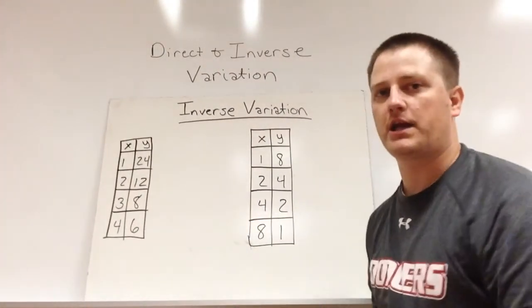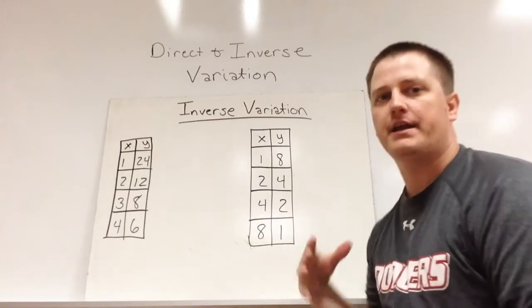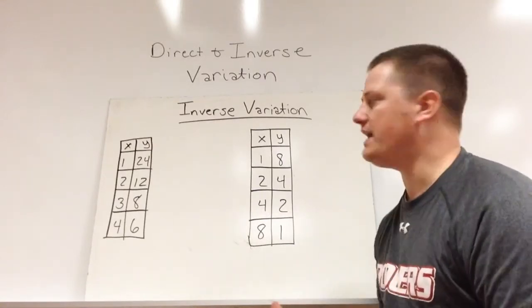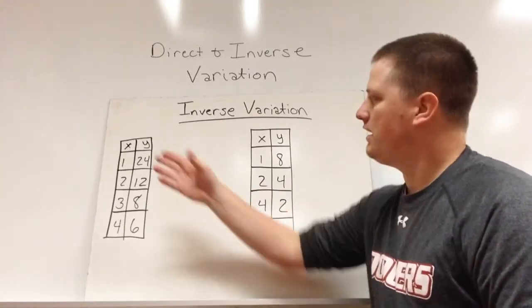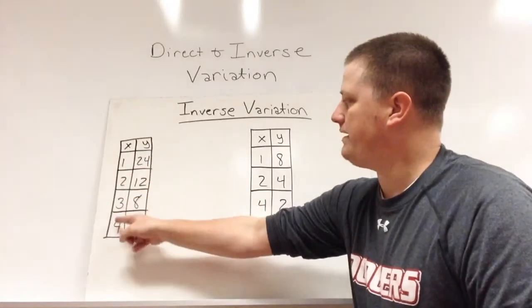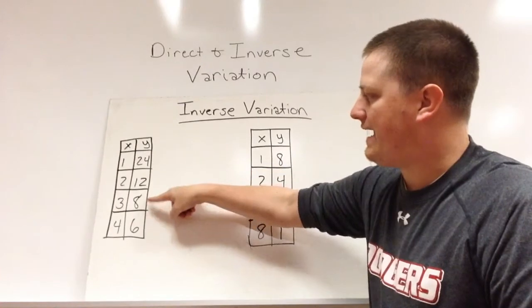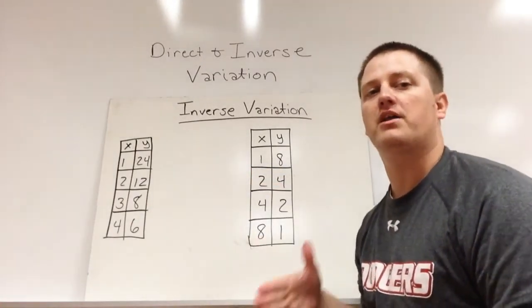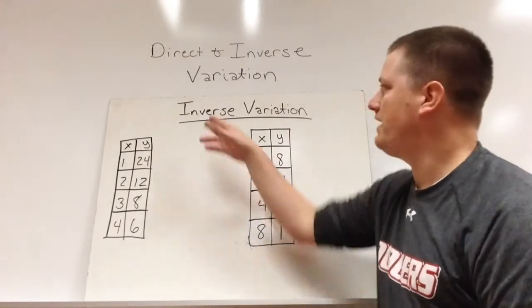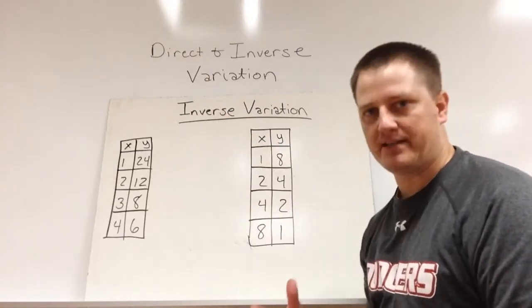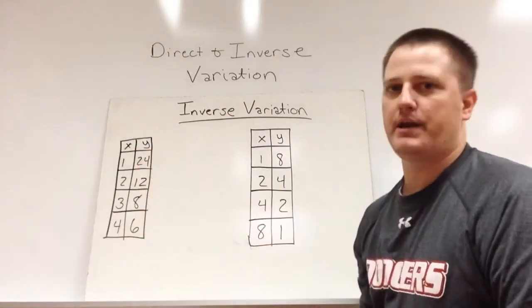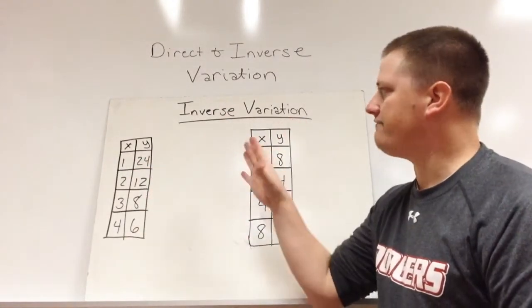The next thing we want to look at is inverse variation. Now you're going to notice a big change in how the table looks. Notice our x's, 1, 2, 3, 4, are getting bigger. But notice the y's, 24, 12, 8, 6, are getting smaller. They're going in opposite directions. Hence the name inverse. Inverse means opposite.